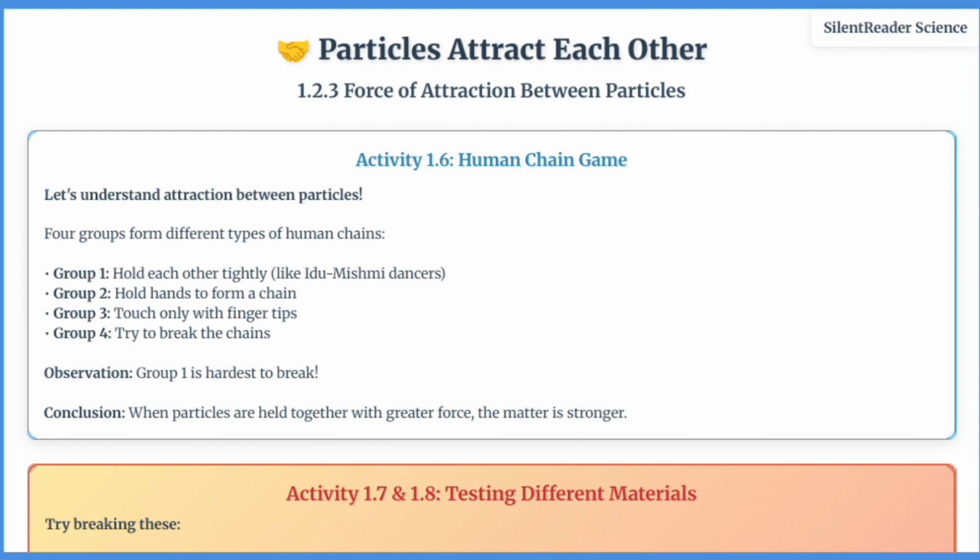Different materials have different strengths of attraction between their particles. Iron has strong attraction, making it hard to break. Chalk has weaker attraction, making it break easily. Rubber has attraction that allows stretching. Understanding particle attraction helps us understand why different materials have different properties.